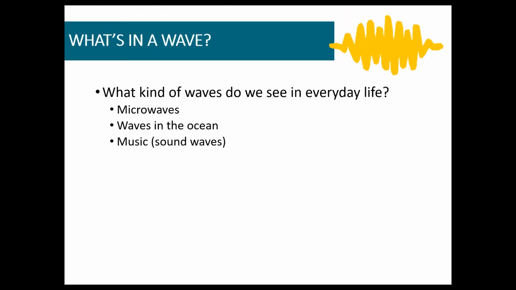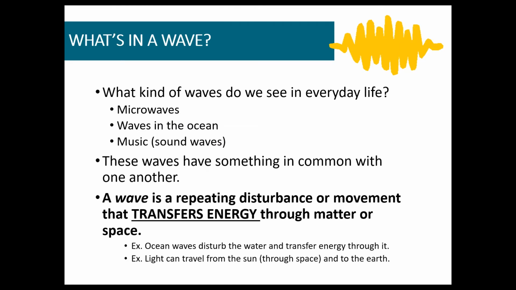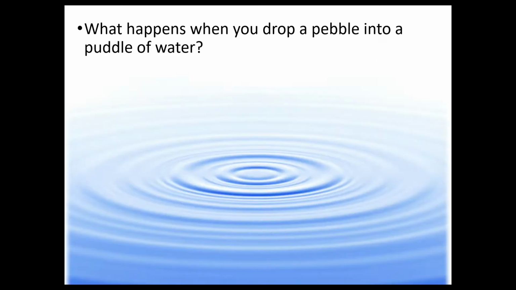So there are many different ways that we see waves in our everyday life. Some are obvious, like water waves. And then some, like light waves, we just sort of don't really notice. We just notice maybe the effects of those waves. By definition, a wave is a repeating disturbance or movement that transfers energy through matter or space if we're talking about electromagnetic waves. So we're going to go through and talk about the different types of waves, some examples, and just kind of get some background information before we jump into how waves relate to energy.